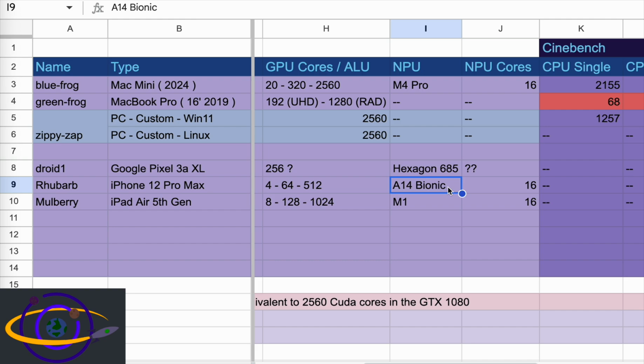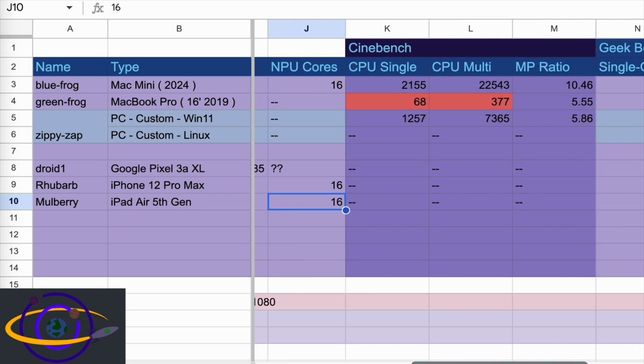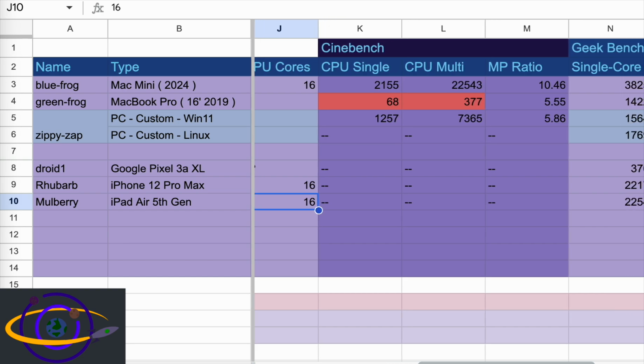Now the A14 Bionic, well documented, 16 NPU cores. And the M1, same deal, 16 NPU cores. Now, for our first benchmark, the Cinebench benchmark. This one had some surprising results. Now, no Cinebench for Linux, no Cinebench for these mobile devices.